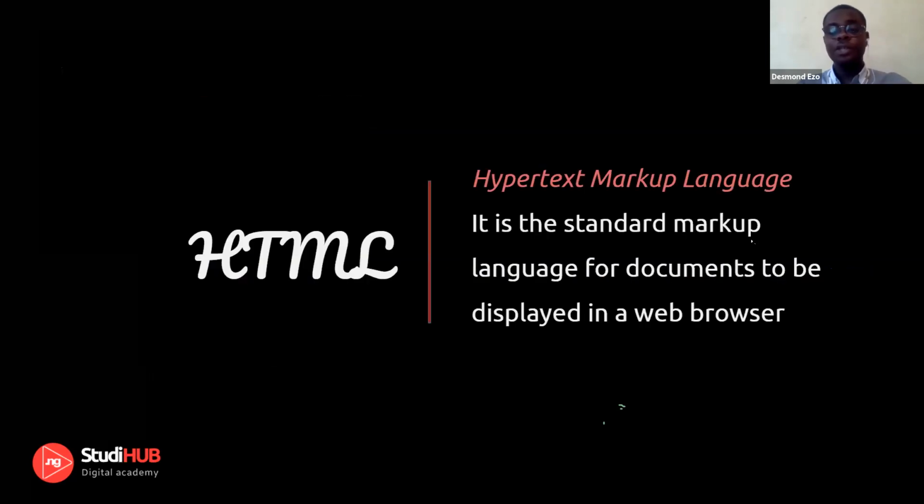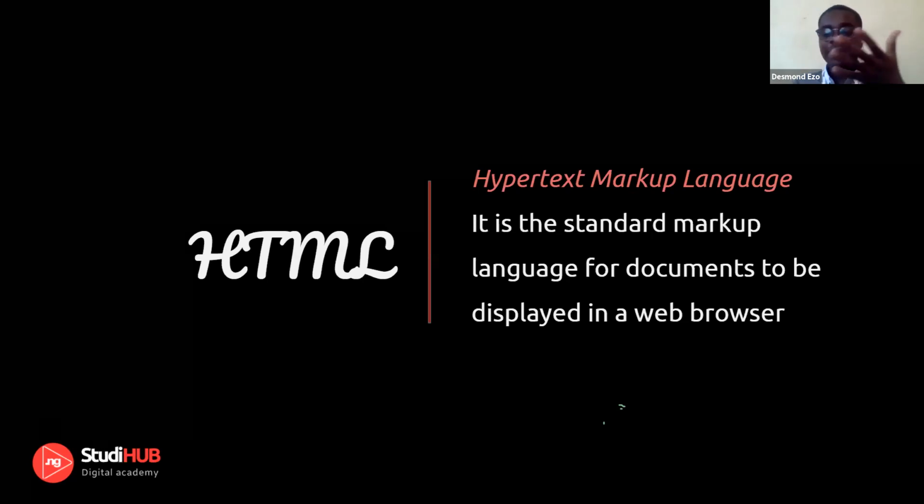So, what is HTML? HTML stands for Hypertext Markup Language. It's a standard markup language for documents to be displayed in a web browser. If you do not know what a markup language is, a markup language simply is a language that tells a computer how it should display text or the content of a document. Should the document be in a straight line? Should the document have bullet points? Maybe when it gets to a point, how should it display it? That's what a markup language is.